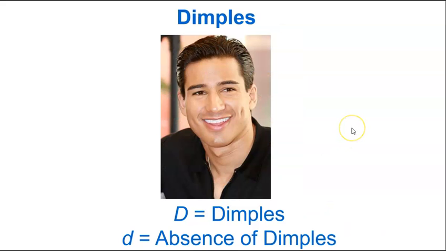My favorite, dimples. So if you have the dominant allele, it would be expressed with a capital letter D, meaning you have dimples. And if you don't have dimples, the absence of dimples, you have a lowercase d, or you would be homozygous with two lowercase d's. So just some fun traits that we can see that are being passed on.